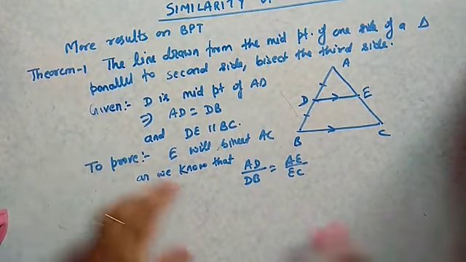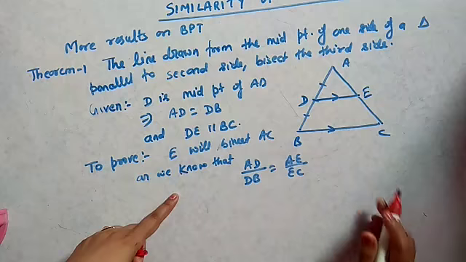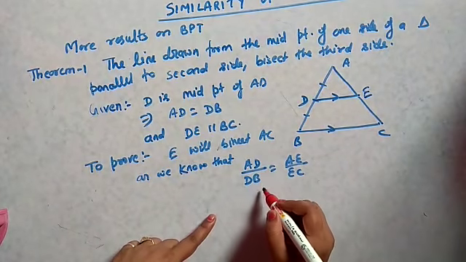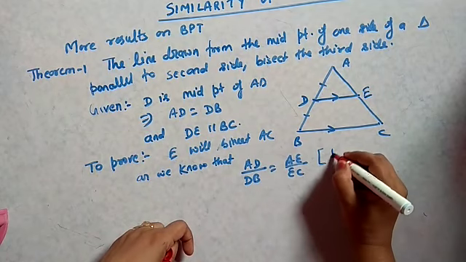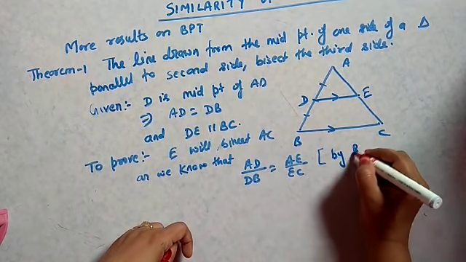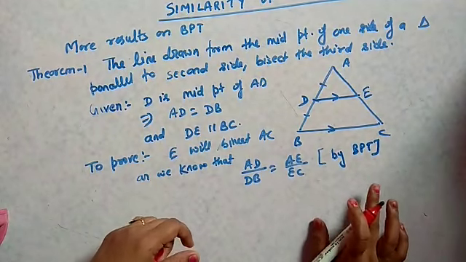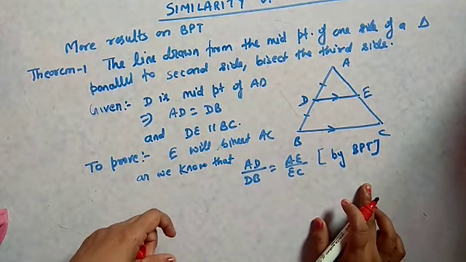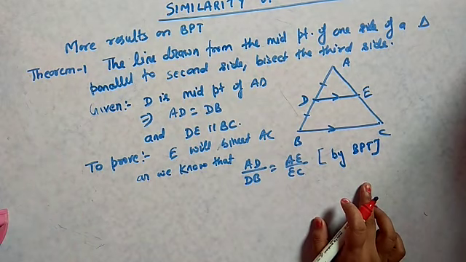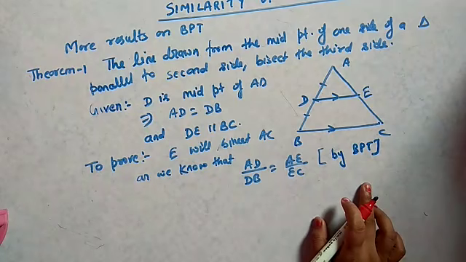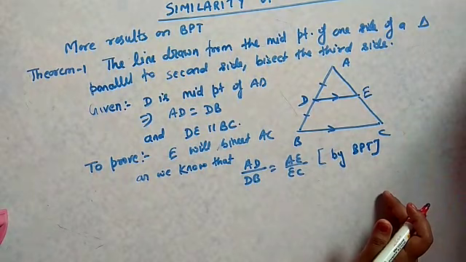So since it is given that DE is parallel to BC, we can write AD by DB equals AE by EC, as we know, by the BPT theorem. BPT theorem says that when we draw a line parallel to one side of a triangle, it will divide the other two sides in equal ratio. So AD by DB equals AE by EC.